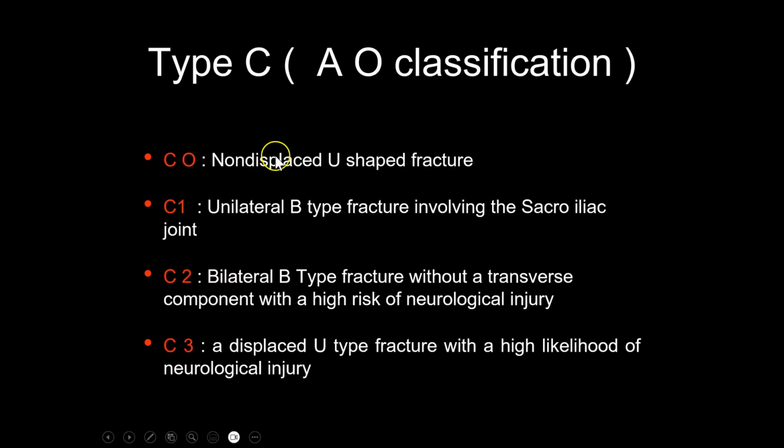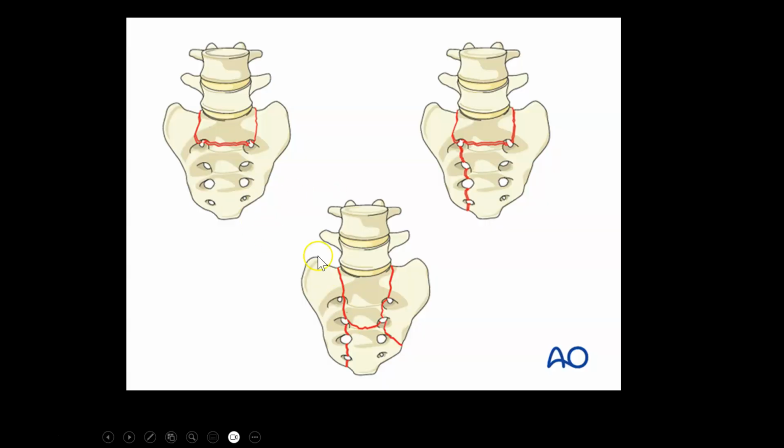So C0 is non-displaced. C1, B-type fracture on one side involving the sacroiliac joint. C2 is bilateral B fracture, but without a transverse component, but it is non-displaced. C3 is displaced U-type. We'll see it. Type 0, non-displaced U-shaped fracture.